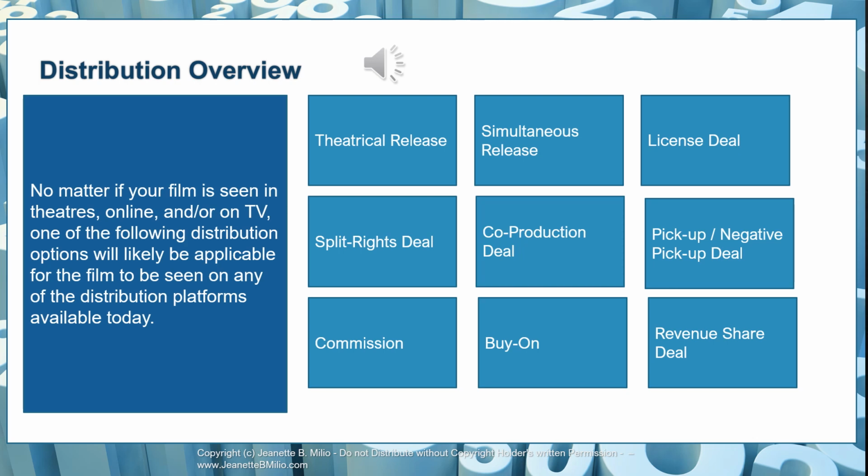And then there is the buy-on, where a producer can buy a certain time slot on a network station. And then there is the revenue share deal, where no license fee is paid up front, and we, the producer, participate in the revenues generated, normally with a film that is released on streamers.